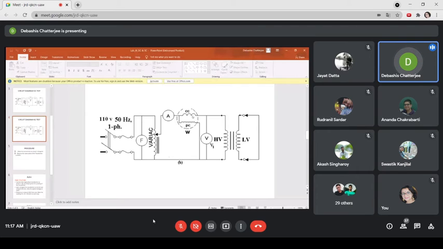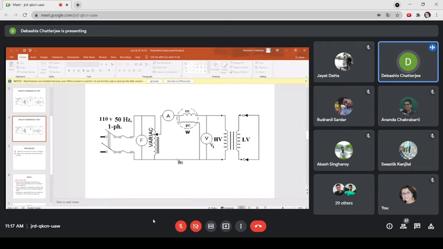Not only that, your voltmeter reading will also be at the lower end, so the chances of error will be high, right? You also need a variac operating at a very low value. All these things restrict the test to be performed on the high voltage side. It is performed on the high voltage side only. It cannot be performed on the low voltage side.